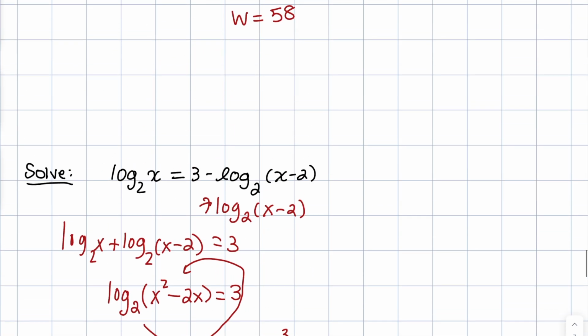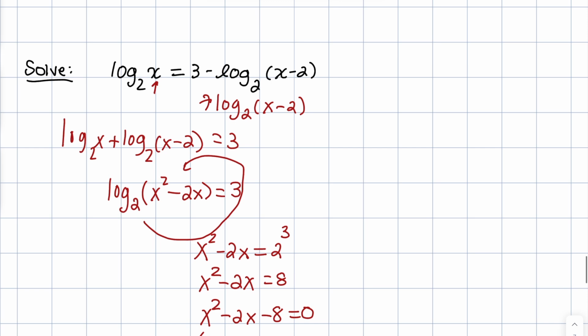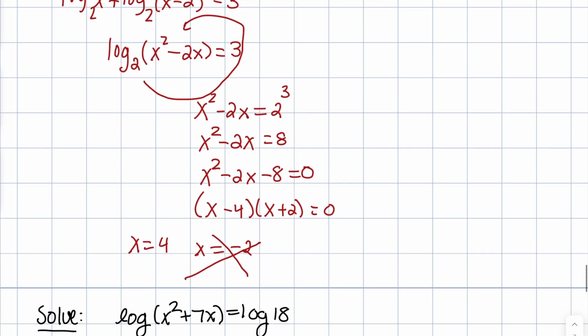Let's check. Since we're starting off with log of just x here, automatically negative 2 is disqualified because you cannot have a log of a negative. So plugging in x equaling 4, that's 4, that's good. 4 minus 2 is positive 2, check. So this one is going to be our solution.